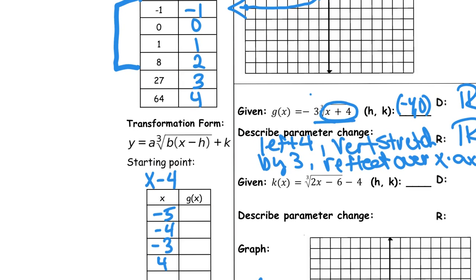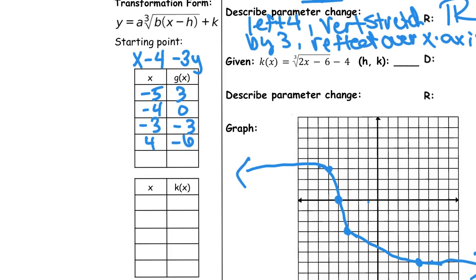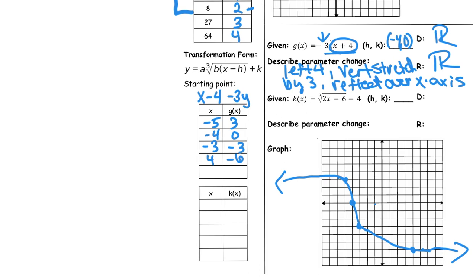Now, on the outside, it tells us to take our y's and multiply by negative 3. Outside is the good guy, so we're going to say negative 3y. I'm going to take those same y values. Negative 3 times negative 3, I'm going to get 3. 0 times negative 3, I get 0. Then 1 times negative 3, I get negative 3. And 2 times negative 3, I get negative 6. Do we have a point at 4, negative 6?